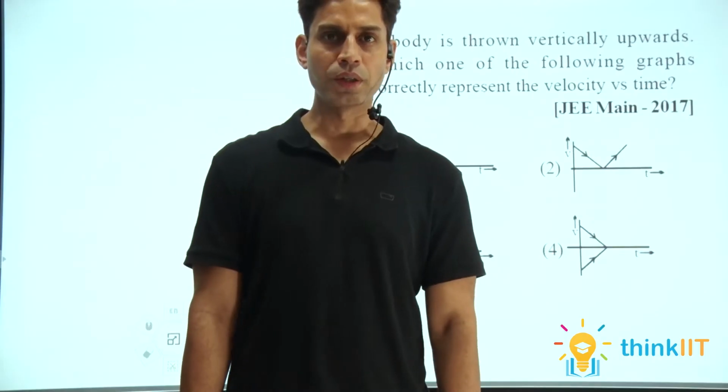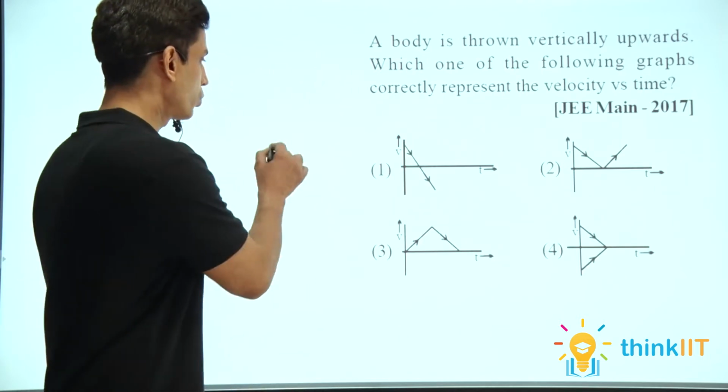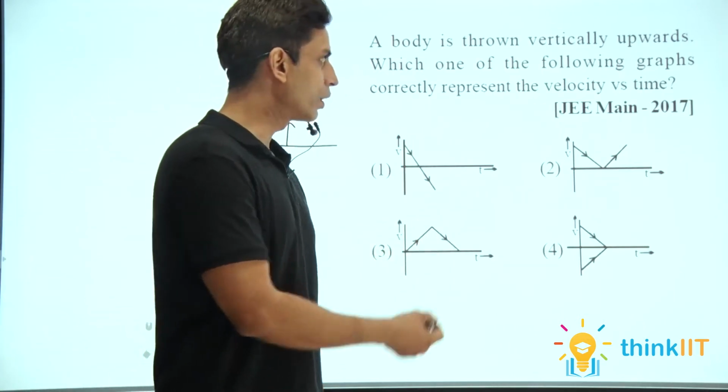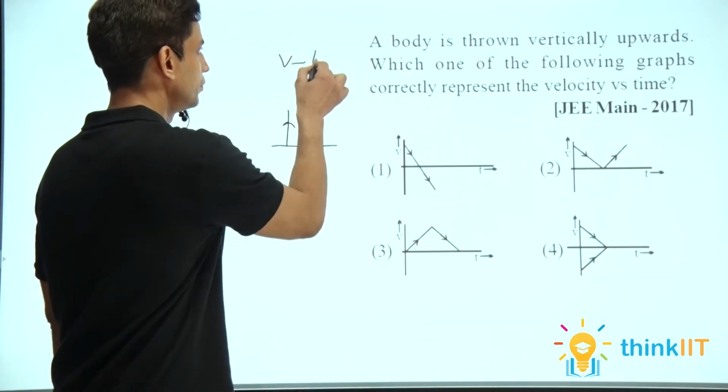Now coming to the next question. A body is thrown vertically upward. Which one of the following graphs correctly represents the velocity-time graph? That is, we have to plot the VT graph.